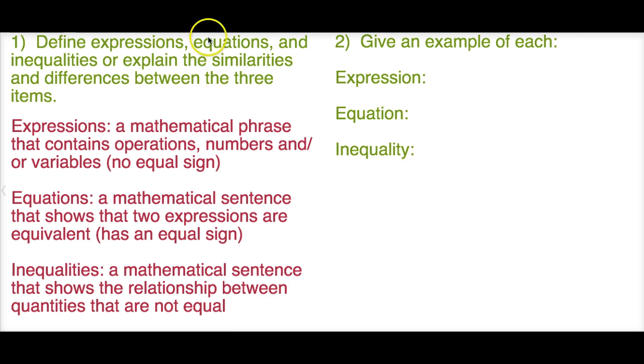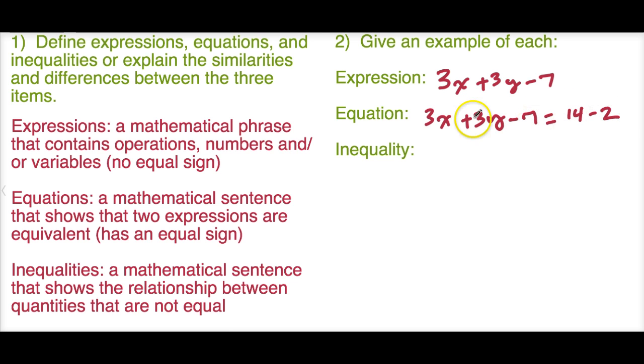So over here on the right-hand side, the next question for number 2 is give an example of each. So we just talked about each of these. So an example of an expression could be 3x plus 3y minus 7. Doesn't have an equal sign, but I can have numbers, variables, so that's one example. An equation, so going with the similar expression, an equation could look like this. Okay, so we have one side equal to the other side.